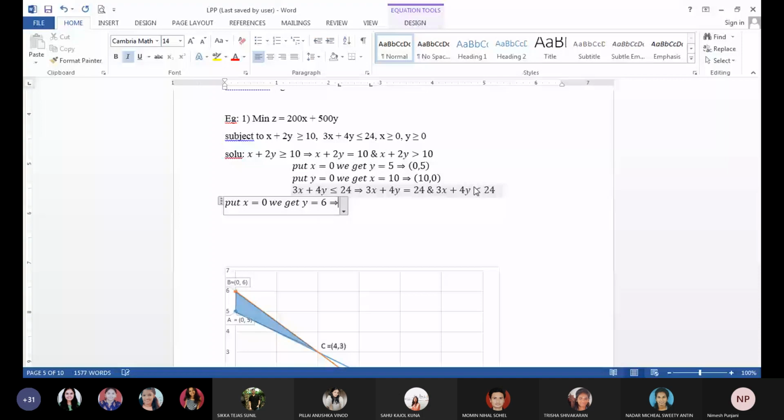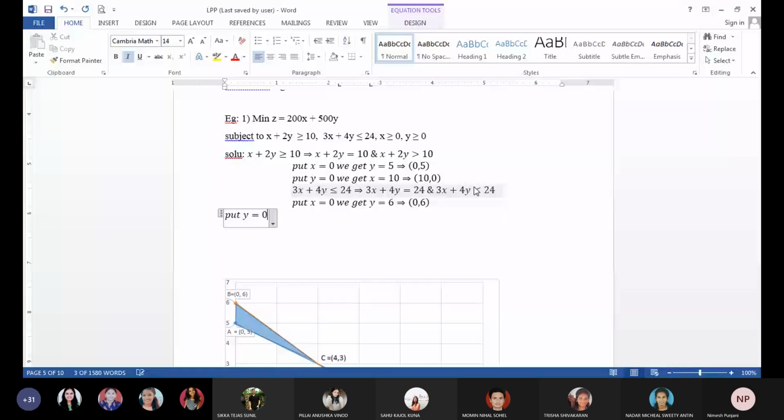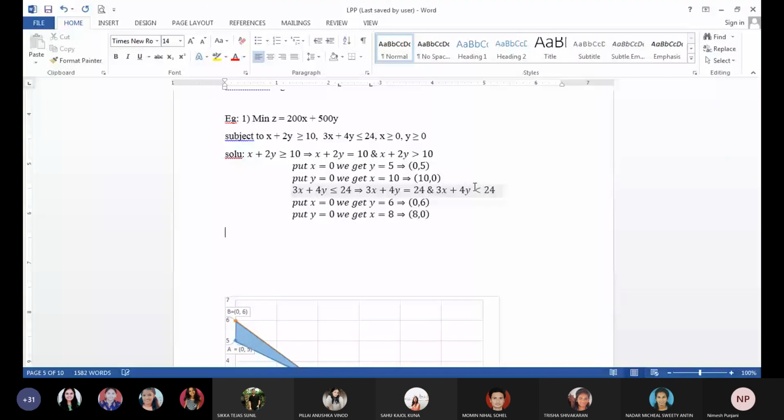So the point which we will be getting will be 0,6. Put y equals to 0. We get x equals to 8. So we get the point as 8,0. Now we have got 2 points for each of the lines.